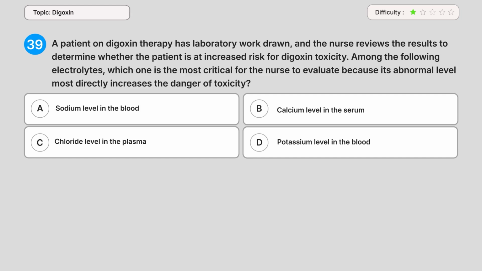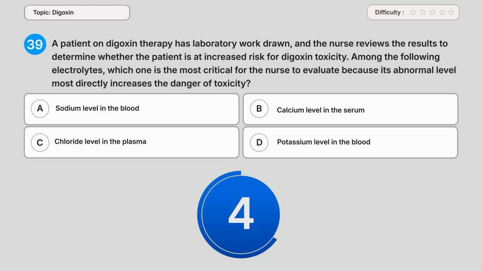A. Sodium level in the blood. B. Calcium level in the serum. C. Chloride level in the plasma. D. Potassium level in the blood. Do you know the answer?